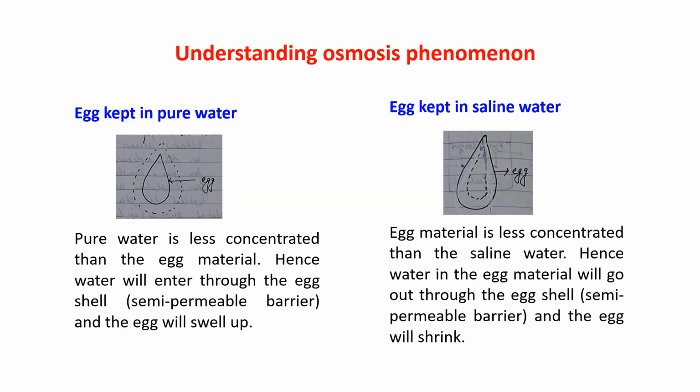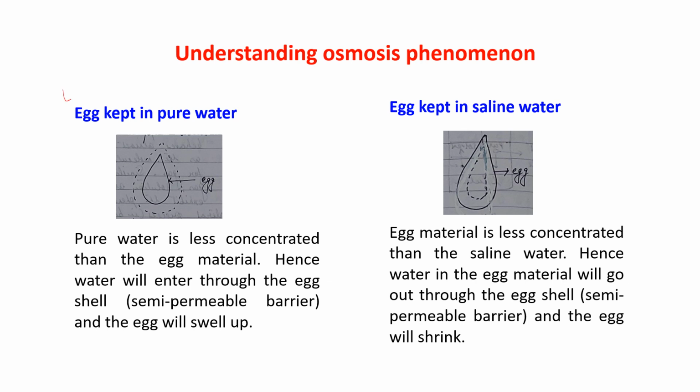To understand the phenomenon of osmosis in a better way, let us take an example of an egg. In the first case, the egg is kept in pure water, and in the second case, the egg is kept in saline water. You will notice that in the first case, when the egg is kept in pure water, after some time you will find that the egg will swell up. And if you put the egg in saline water, after some time you will find that the egg will shrink. Now why is it happening?